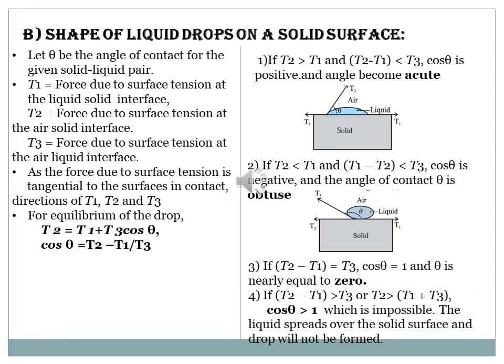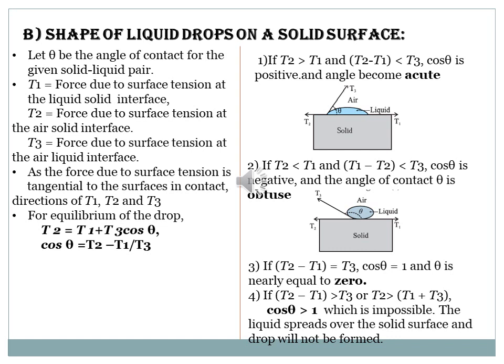Now the next topic is the shape of a liquid drop on a solid surface. What happens if you drop any liquid on a solid surface? It will neither spread over the surface nor create a meniscus, so it will create some droplets. So what is the shape of that liquid drop when it is dropped on a solid surface? Alright, so we are going to see that. To see that, you can have a look at the diagram.